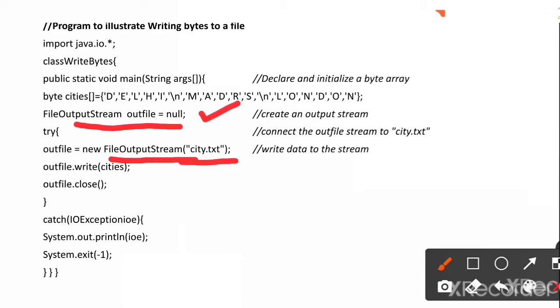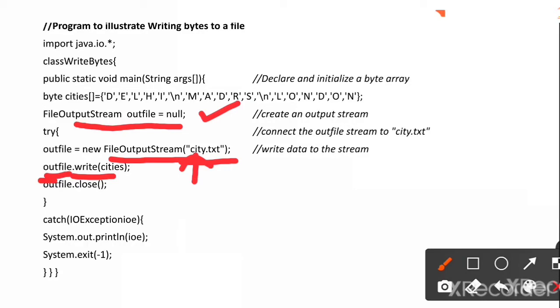Next I'll call the write method. The write method writes data to the output stream to which it is connected. Here the output stream object is outFile, so internally the output stream object is connected to the city.txt file. To write the characters to this file, I am calling the write method by following the syntax: the output stream class object name, and then write.